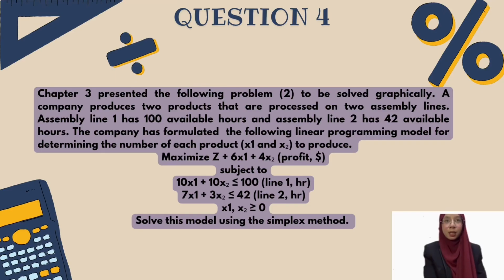Subject to constraints. First, 10x1 plus 10x2 less than or equal to 100. Second, 7x1 plus 3x2 less than or equal to 42. Lastly, x1, x2 greater than or equal to 0.